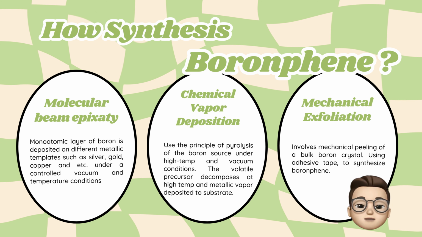The second method is chemical vapor deposition. This chemical vapor deposition uses the principle of pyrolysis of the boron source under a high temperature and vacuum conditions. The volatile precursor decomposes at a high temperature and the metallic vapor is deposited on the substrate.